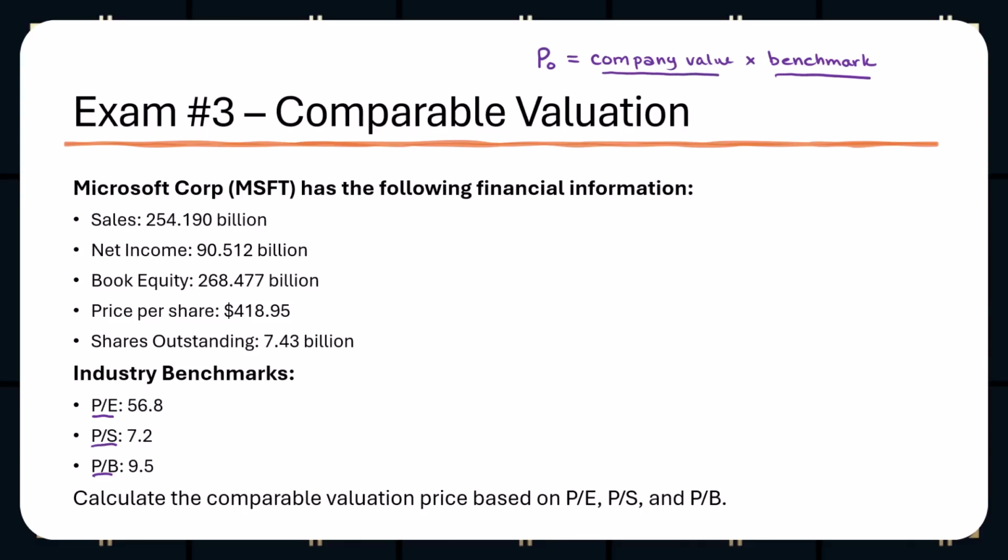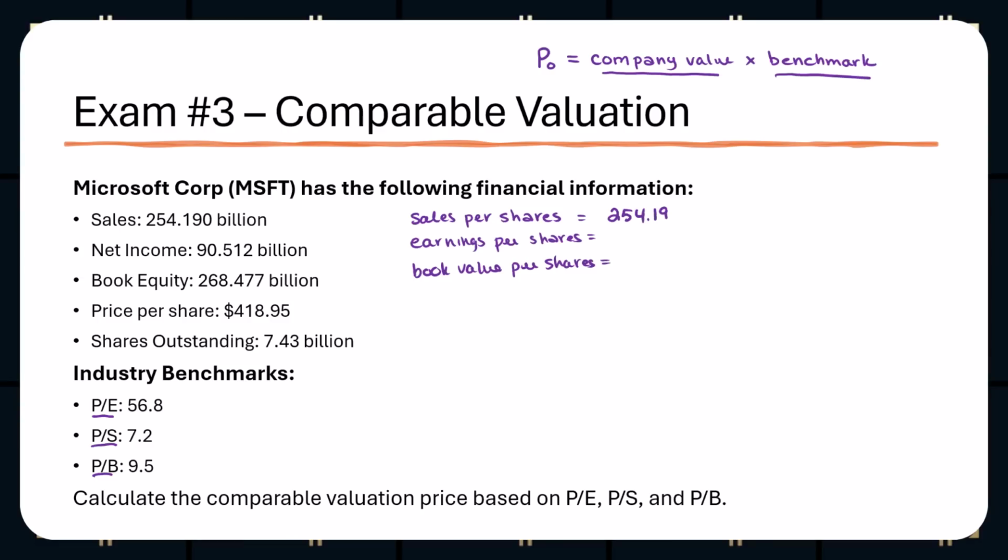So we're going to use those industry ratios as our benchmark measure, and we're going to multiply them by their respective company values. That means that we need to find the sales per share, we need to find the earnings per share, and we need to find the book value per share. Notice that we're not finding the book value of the assets, we're finding the book value of the equity in this particular analysis.